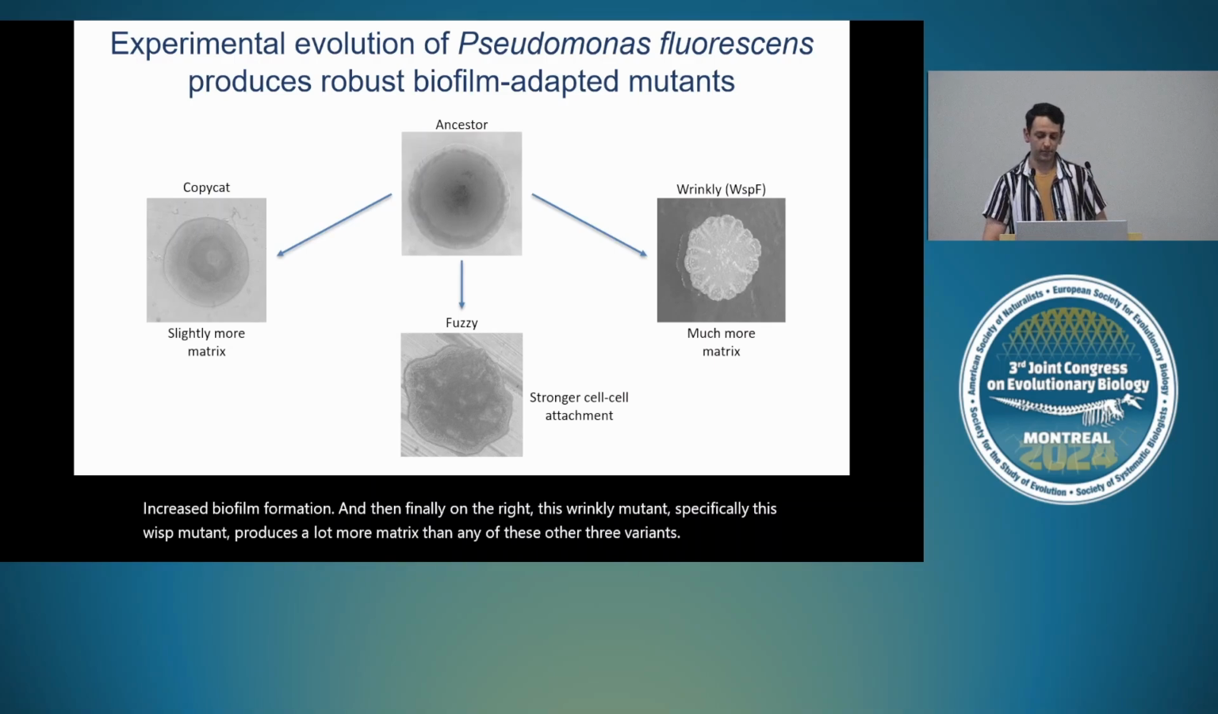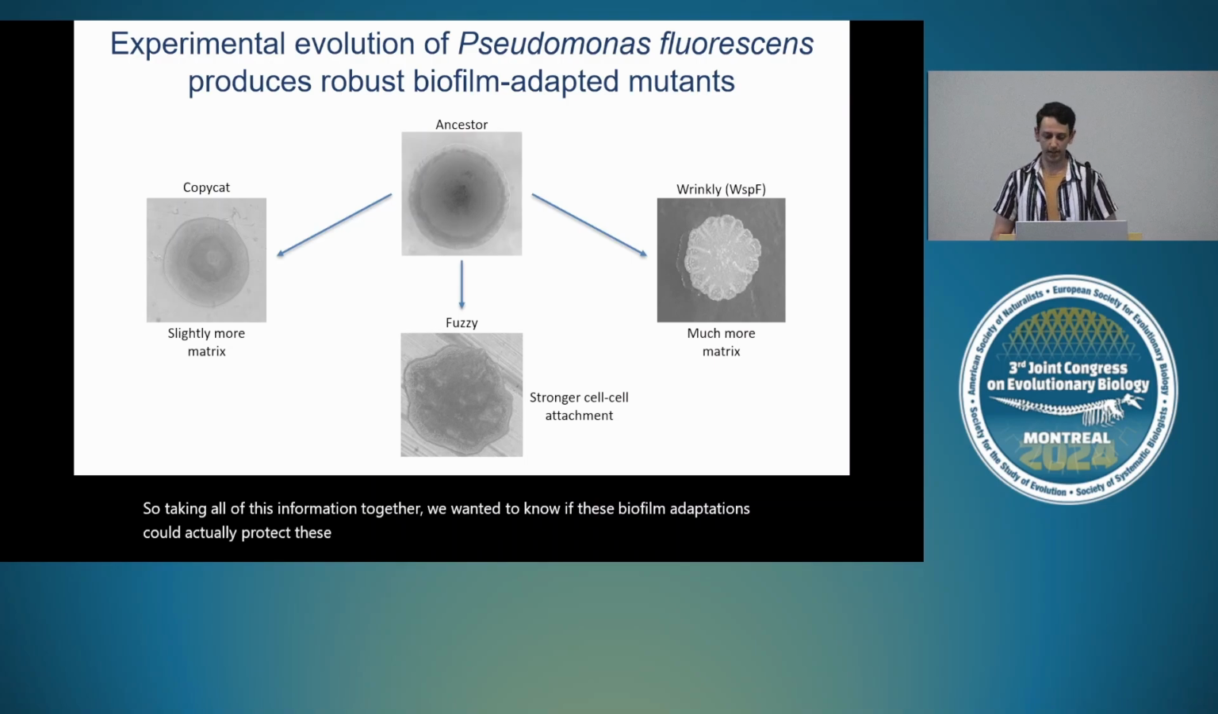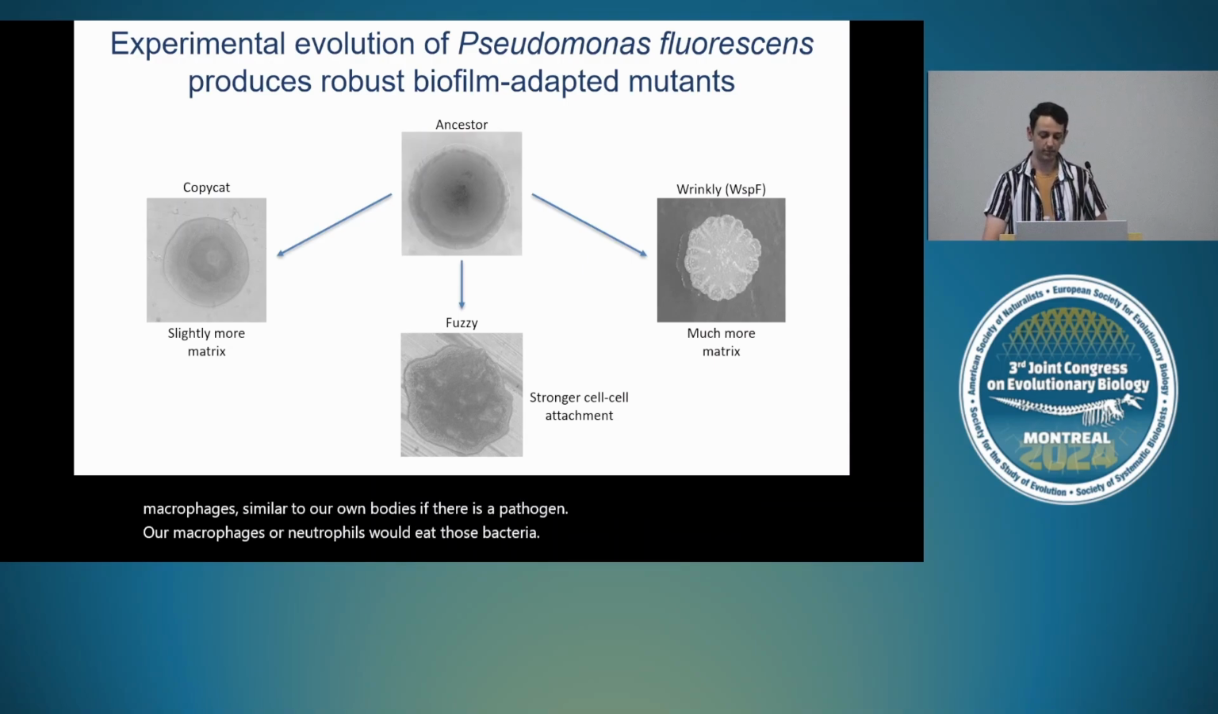Taking all of this information together, we wanted to know if these biofilm adaptations could actually protect these bacteria from things like predation, from being eaten by macrophages, similar to our own bodies. If there's a pathogen, how our macrophages or neutrophils would eat those invasive bacteria. And actually, my PI, Vaughn Cooper, his son, did this as a middle school science project before we started working on it in the lab.